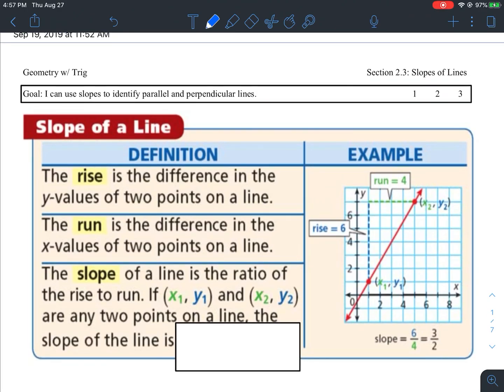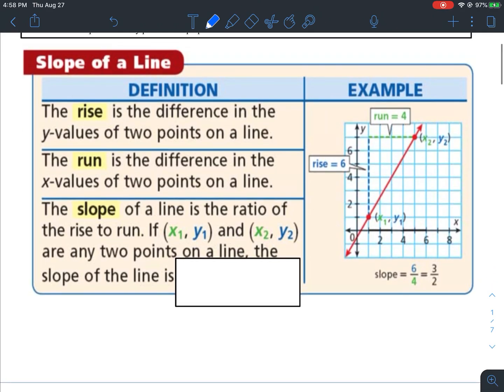Section 2.3, called slopes of lines. We're going to be using the slope formula a lot in this section. So what is slope? Slope is the rise of a line divided by the run of the line. In other words, how high up or down a line climbs divided by how far to the right or left a line runs. We use m for the slope of a line.